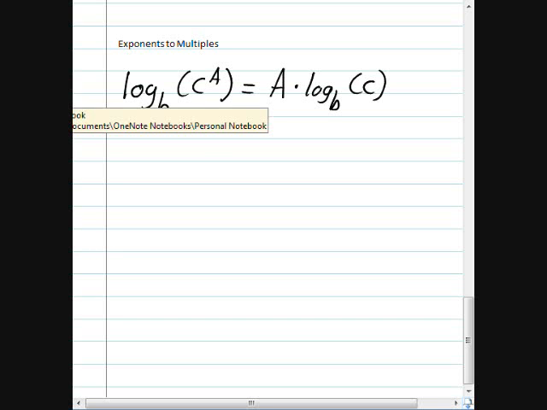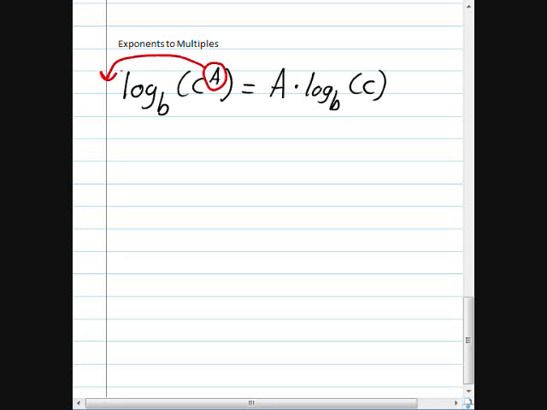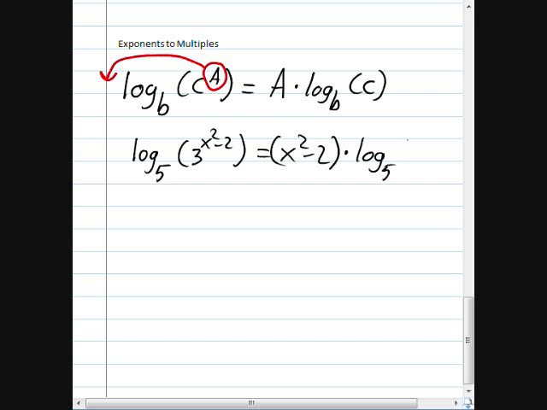What this formula says is that log base b of c raised to the a is equal to a times log base b of c. So what it does is it takes the exponent a and brings it out in front as a multiple. Now, just like in the previous equation, it doesn't matter how complicated the base or the exponent are. For example, log base 5 of 3 to the x squared minus 2 is equal to x squared minus 2, the whole thing, times log base 5 of 3. The textbook has a proof of this formula for those who are interested.